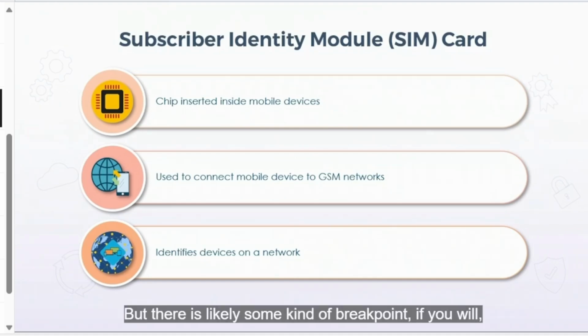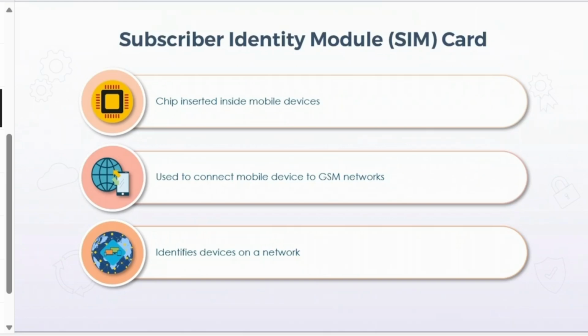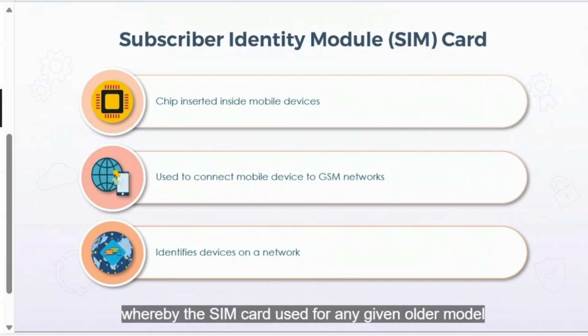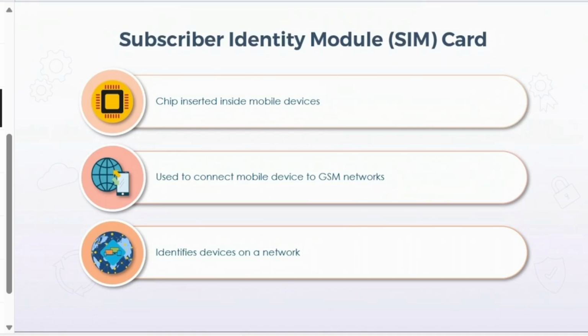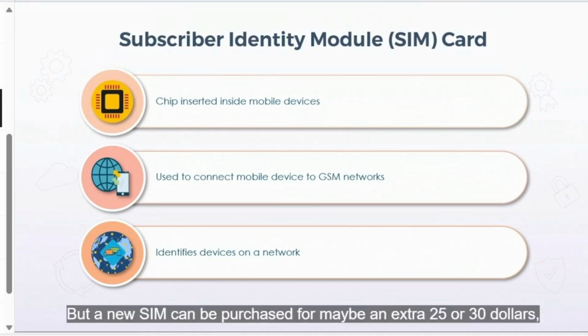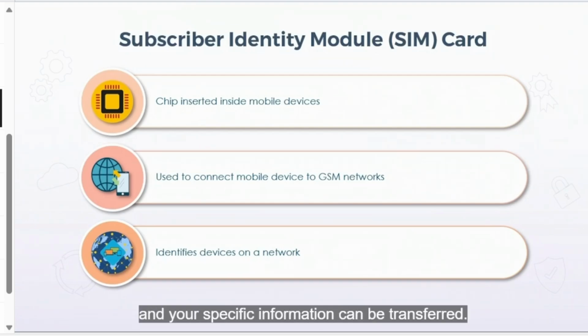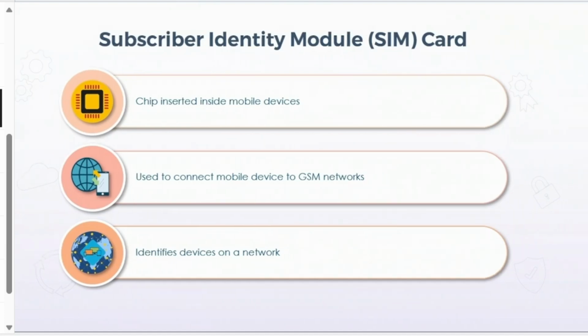In most mobile devices, the SIM card can be removed and swapped into a new device when you upgrade, but there is likely some kind of breakpoint, if you will, whereby the SIM card used for any given older model simply isn't compatible with the newer model device. But a new SIM can be purchased for maybe an extra $25 or $30, and your specific information can be transferred. As long as the SIM is compatible, though, it can just be ejected and inserted into the new device, and you're ready to go.